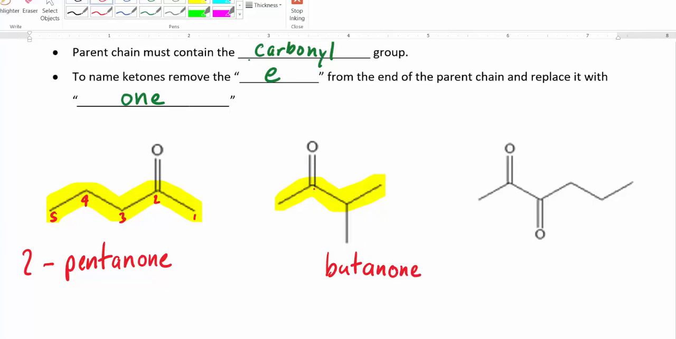Now, I do need to give the position of that ketone. So I do need to call this 1, 2, 3, 4. I do need to call this 2-butanone so that you know where the location is. It's not like aldehydes that are always on the end. I then have a methyl group here attached to the number 3 carbon, so I would call this 3-methyl-2-butanone.